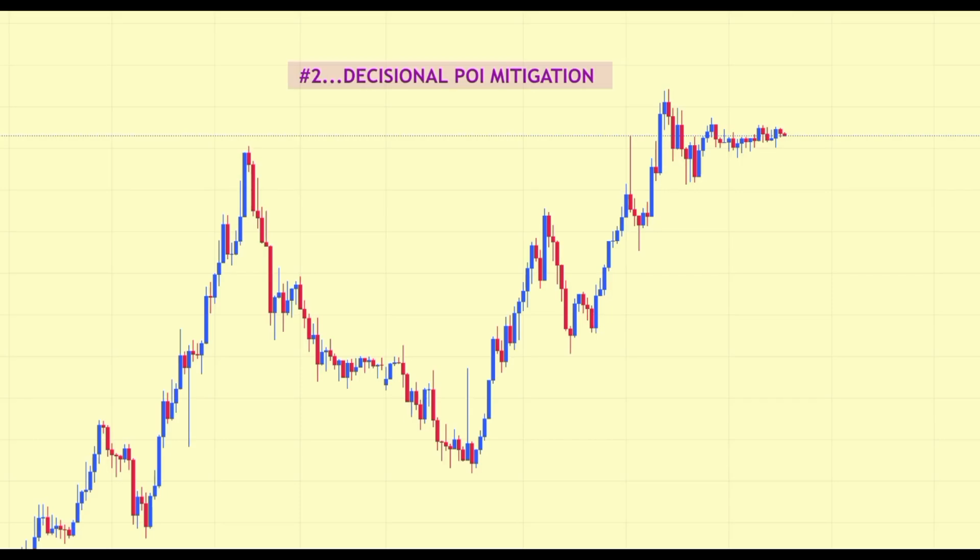Hello guys, in today's video I'll be diving into the second entry module, and that is the decisional POI mitigation. By the way, by POI I either mean an order flow or an order block. It depends on what the trading range has given. Alright, so without further ado, let's dive in.